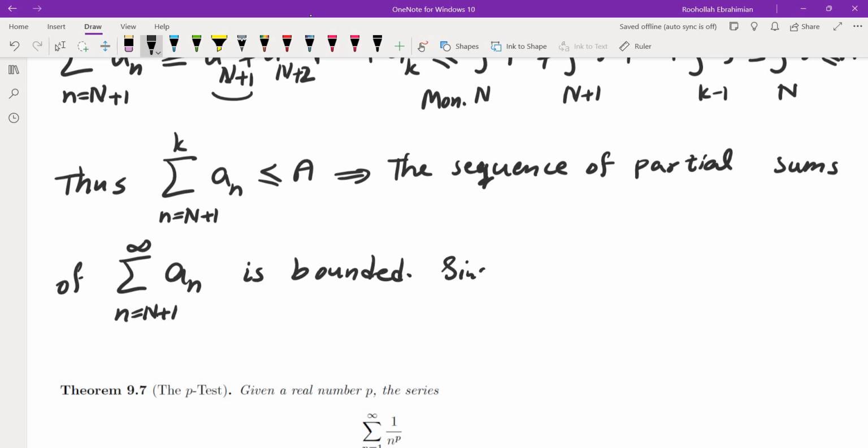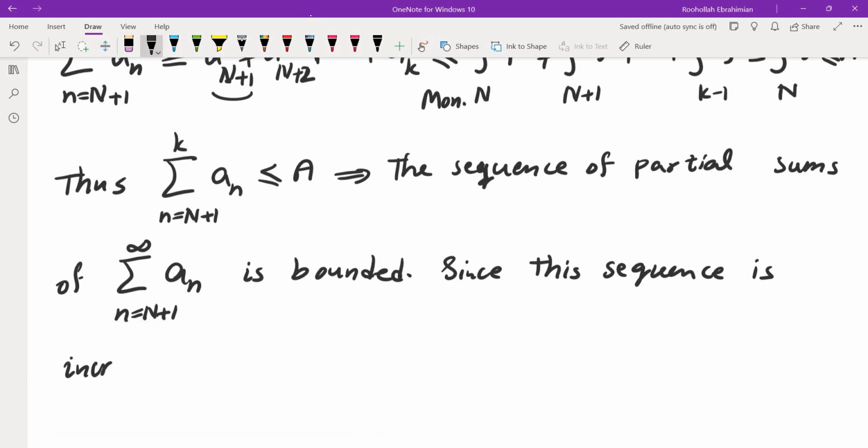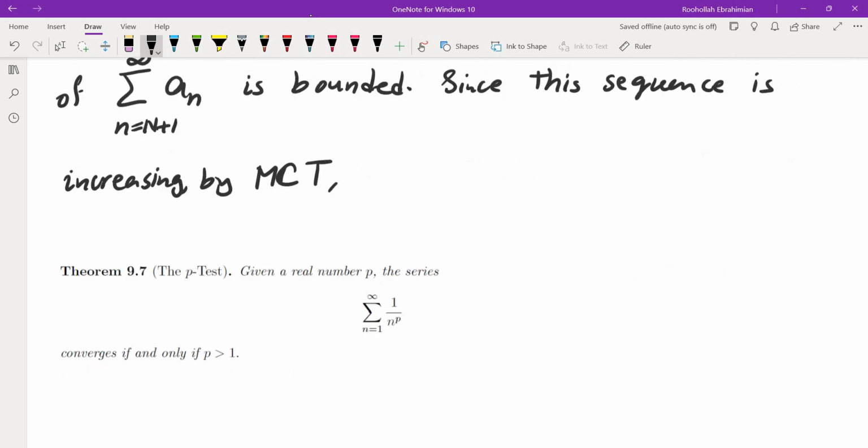Now, since this sequence is increasing, by the monotone convergence theorem, it converges. And this finishes up the proof.